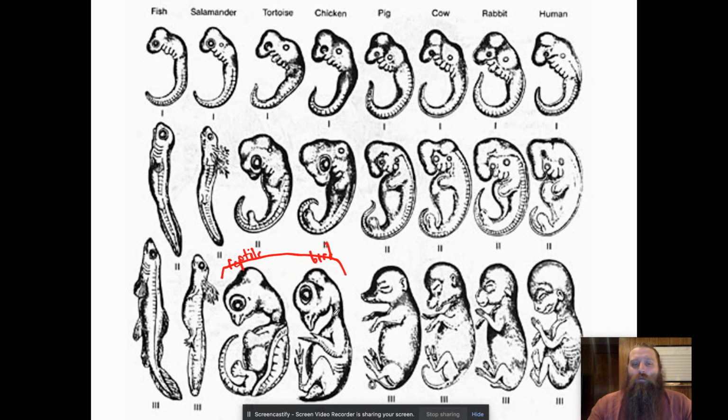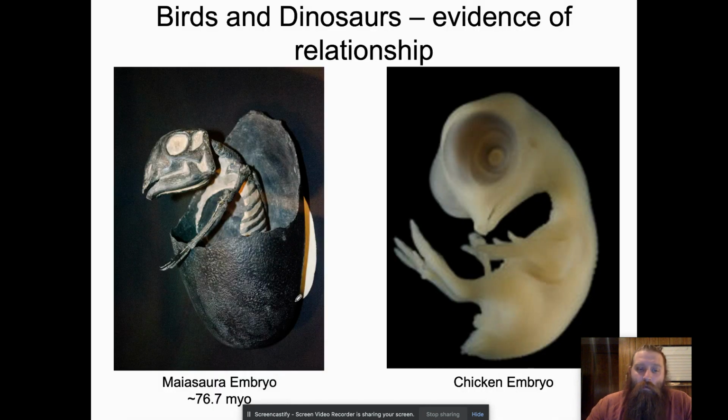Reptiles and birds, similar development, right? They look really similar here and here. Okay, so there's some interesting stuff that can be garnered from that. Here is a Mussaurus embryo fossil.